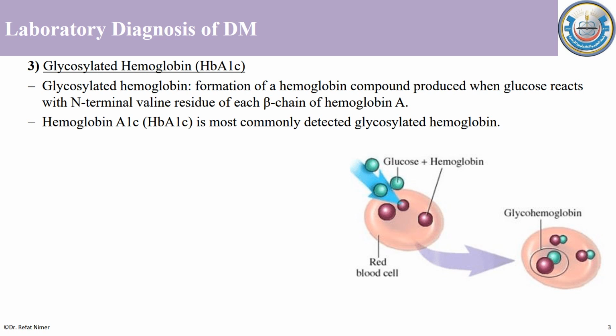So the glucose is attached, as you can see here in this figure. The glucose enters the hemoglobin inside the RBCs and attaches to the hemoglobin to form glycohemoglobin, and this process takes place at the valine residue. So the glucose reacts specifically with valine in hemoglobin A.